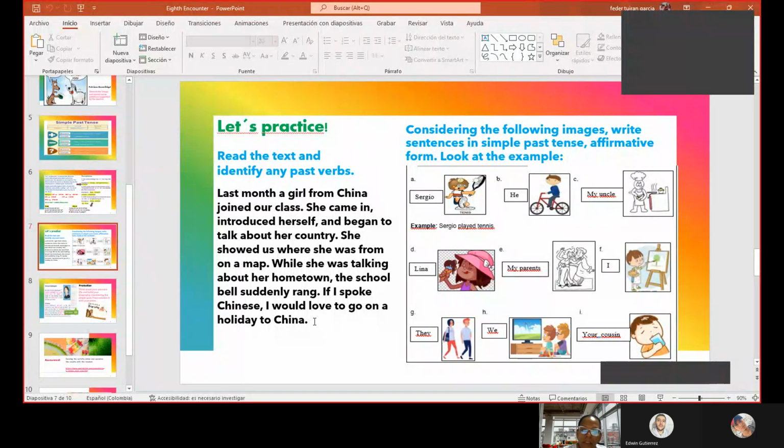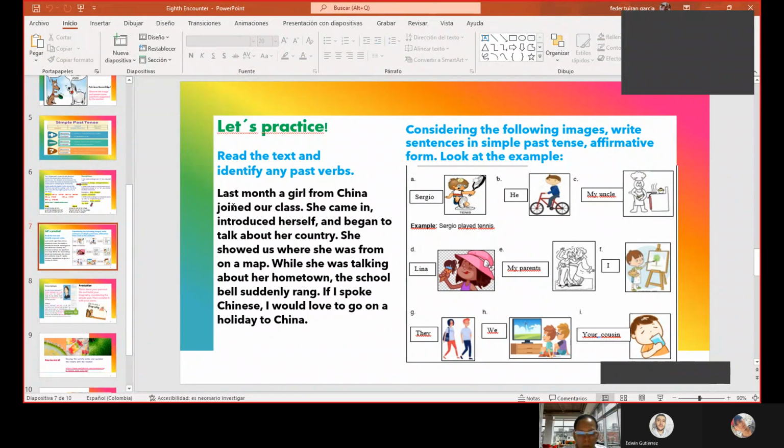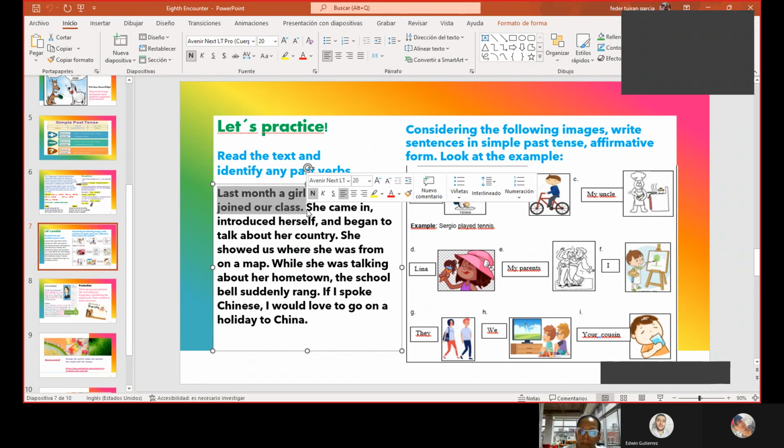Now we are going to identify in this test the verbs in past, regular and irregular. Can you tell me one in the first sentence, for example? Join it. Thank you so much.